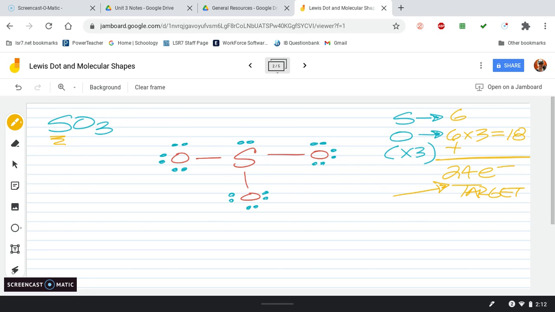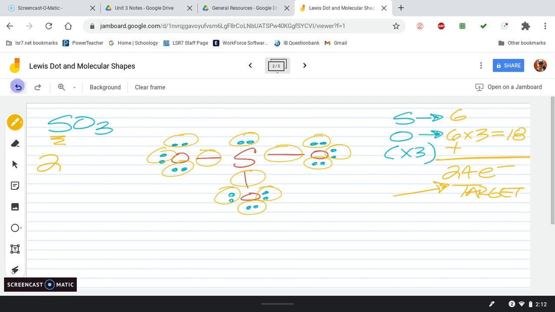Okay, so let's count. See what we got. 2, 4, 6, 8, 10, 12, 14, 16, 18, 20, 22, 24. Oh, I think I miscounted. You have to be careful counting. You can often miscount. That was my fault. Try it again. 2, 4, 6, 8, 10, 12, 14, 16, 18, 20, 22, 24, 26. All right, counted it right that time. So we have 26 electrons and we need 24.